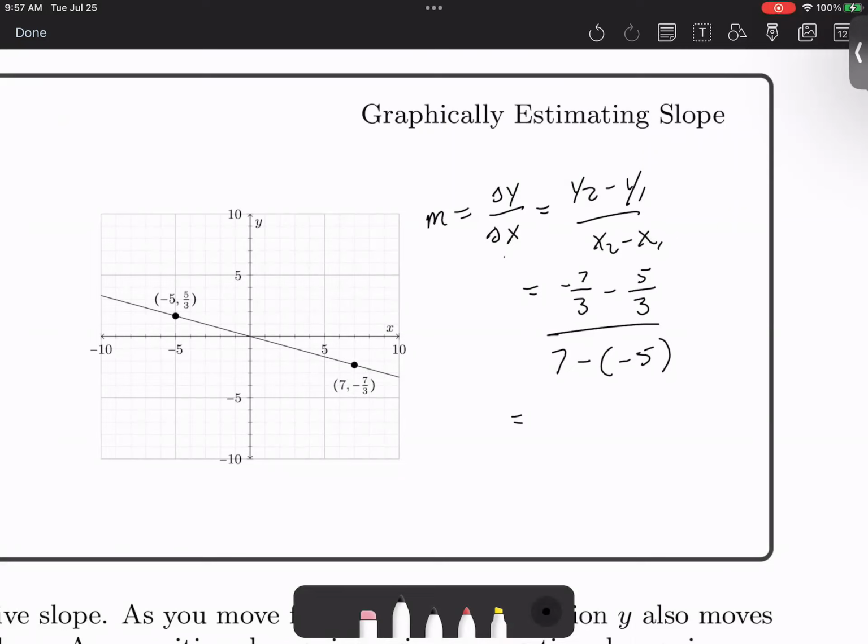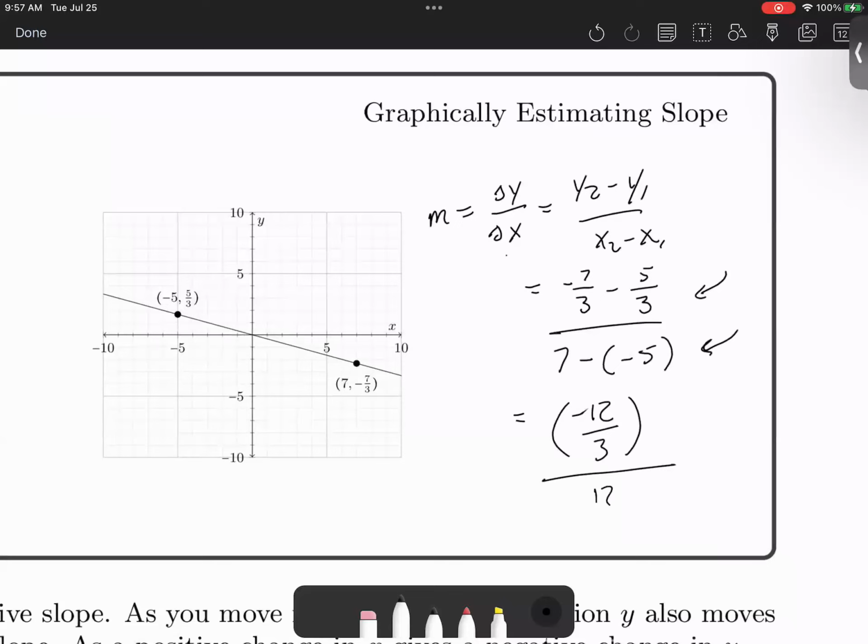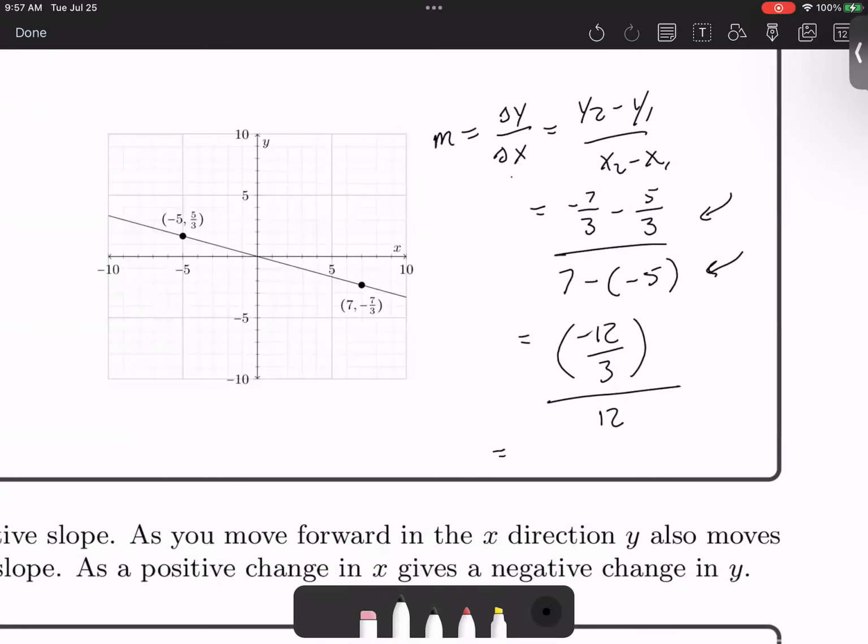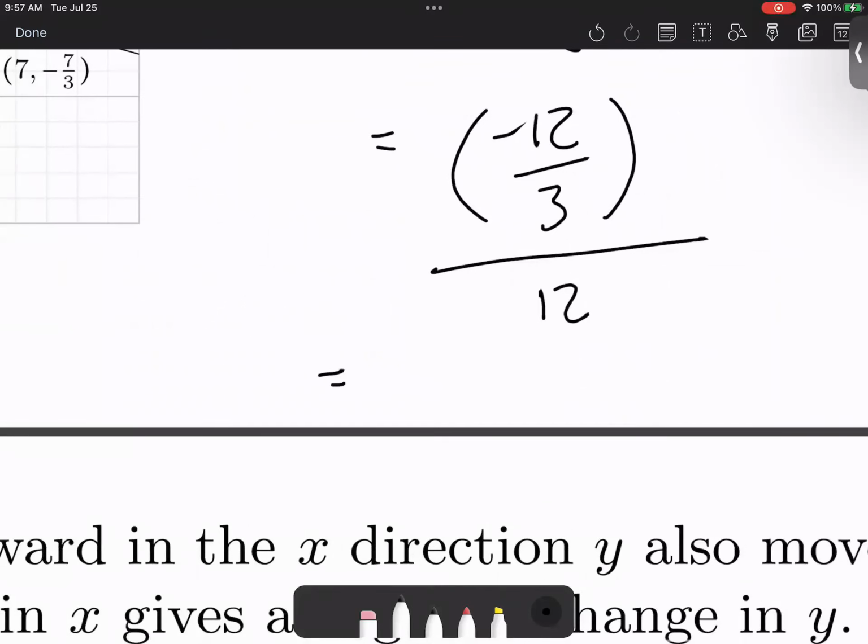Okay, when we run through the algebra, my numerator, I'm subtracting 2 fractions that already have a common denominator of 3. So they're -7 minus 5 gives you a -12. And then now that's sitting on top of 7 minus a -5. That's a 12. Okay, so I'm going to take -12 over 3. And instead of dividing it by 12, I can multiply by the reciprocal of 12. It's just an easier way to write that because now it's a little bit more obvious that the 12s cancel and I'm left with -1/3.